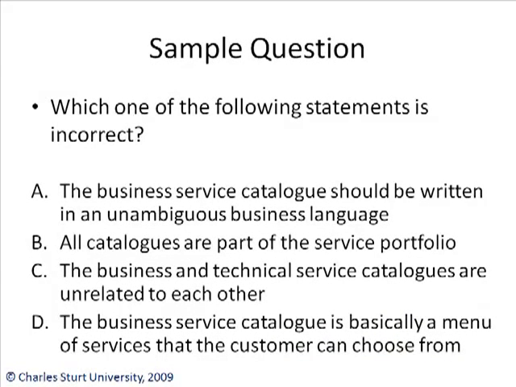It's time for another sample question. Hey, which one of the following statements is incorrect? Answer A. The business service catalog should be written in an unambiguous business language. Answer B. All catalogs are part of the service portfolio. Answer C. The business and technical service catalogs are unrelated to each other. And answer D. The business service catalog is basically a menu of services that a customer can choose from. I'll give you a couple of seconds to think about the answer.